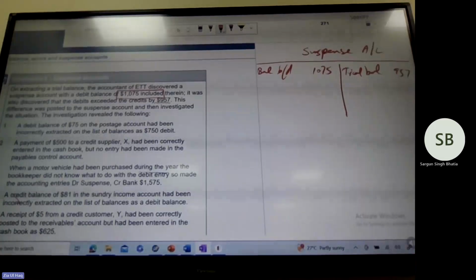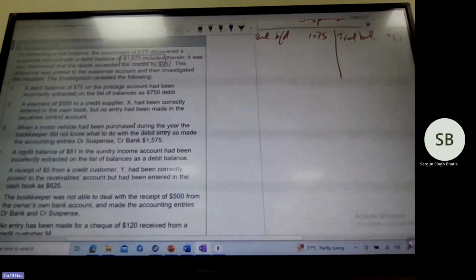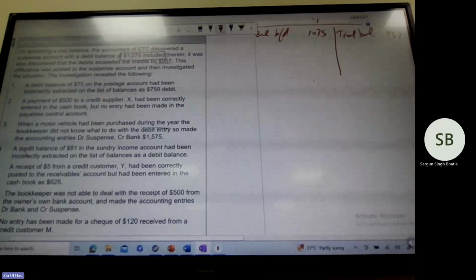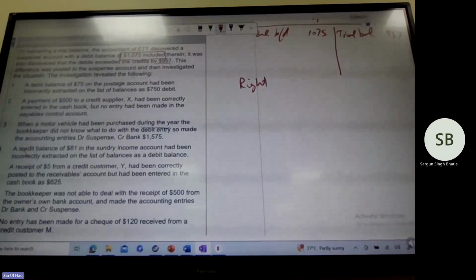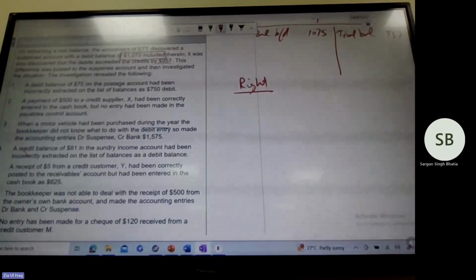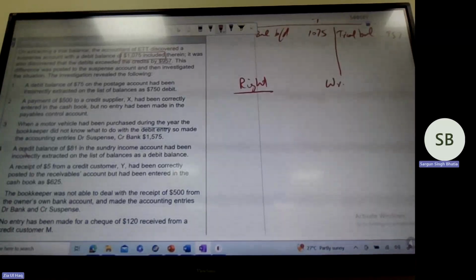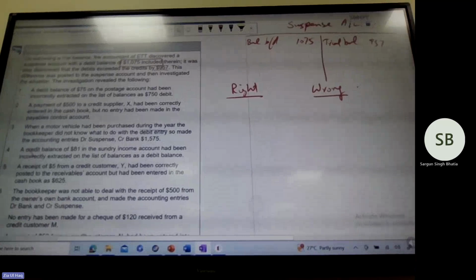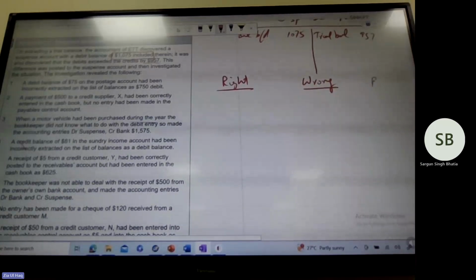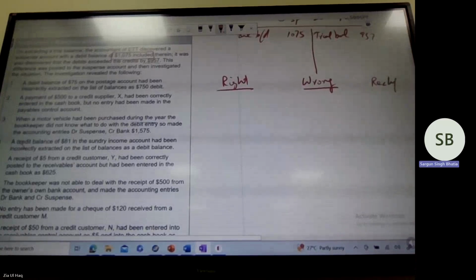The investigation revealed the following, and there are some entries that we need to adjust in the suspense account. For rectification of an entry, as we discussed in the previous class, we need to prepare three columns. First, the right entry, meaning what the right treatment should be. Then the wrong, what has been done wrong. And then the corrected, the rectifying entry, meaning how the error can be rectified.